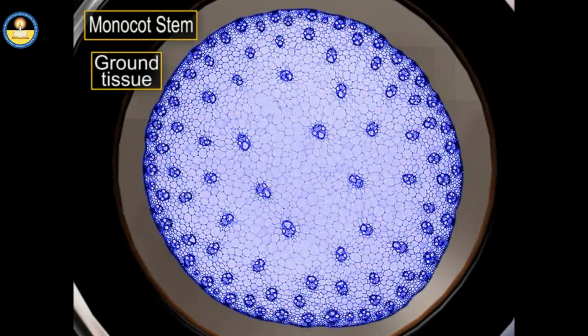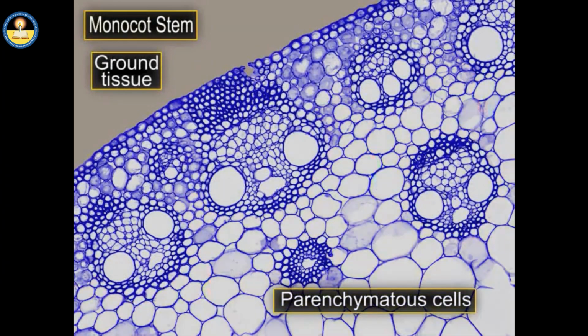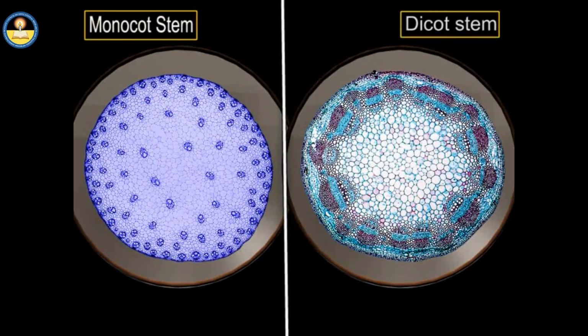The entire tissue below the epidermis is ground tissue. This region is composed of small, thick-walled sclerenchymatous cells on the inside of the epidermis. These layers of cells are followed by larger thin-walled parenchymatous cells. Intercellular air spaces are found in the parenchyma. Cortex, endodermis and pericycle are not present in monocot stem, but they are there in dicot stem.